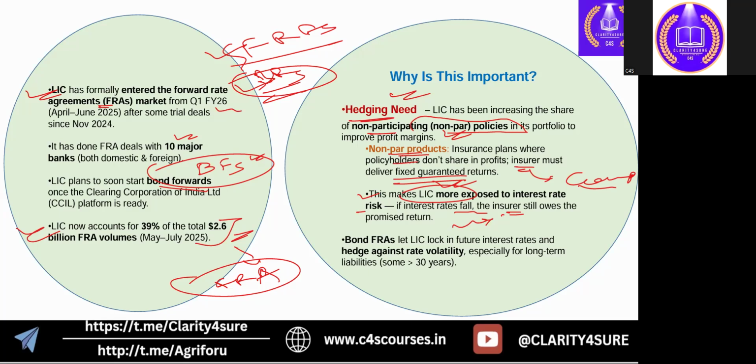Bond FRAs let LIC lock in future interest rates and hedge against rate volatility, especially for long-term liabilities, basically more than 30 years. उसके लिए FRAs है, जहां पे future date पे interest rate decide होता है और lock-in period जो है 30 years से ज्यादा, उसके बाद एक fixed guaranteed at the time of maturity policyholders को मिलता है under these FRAs, right?